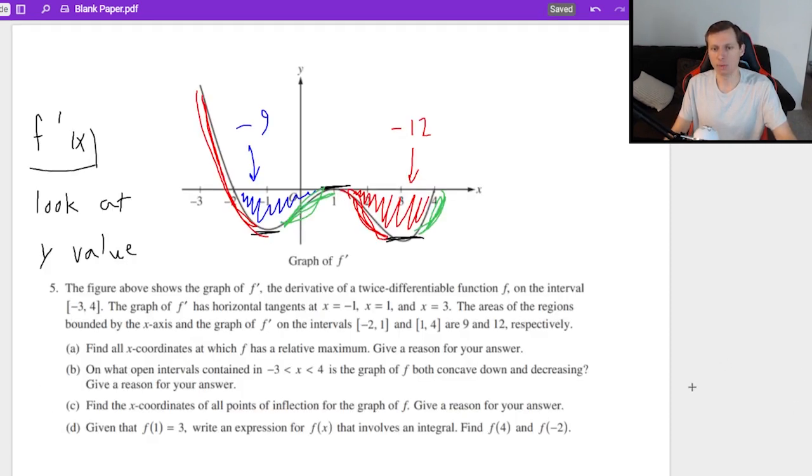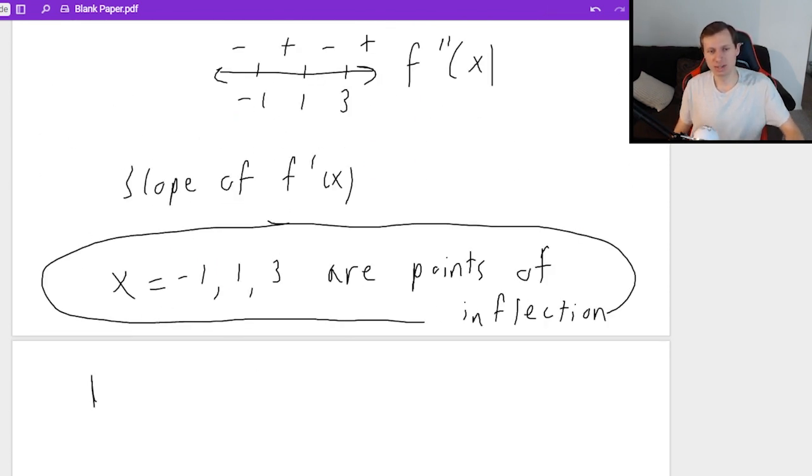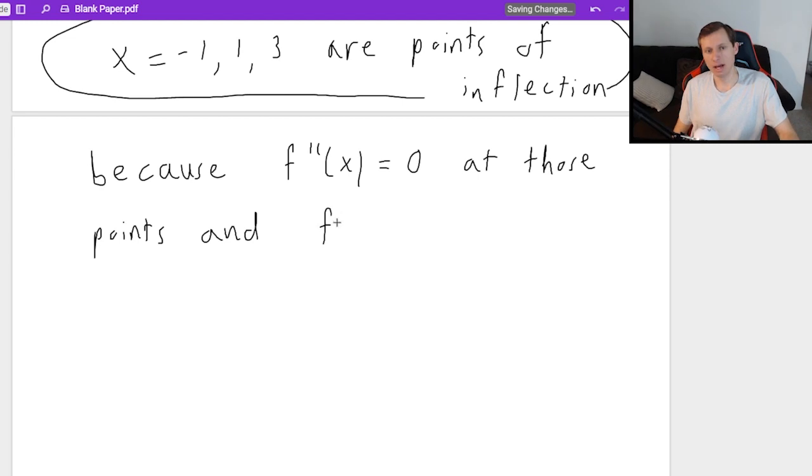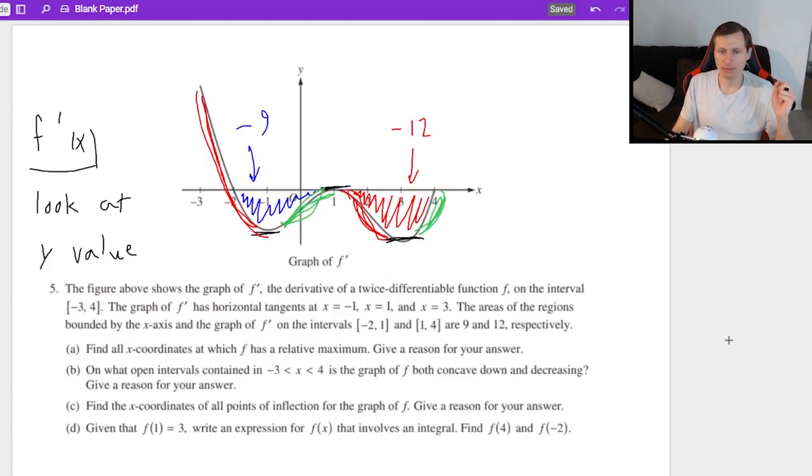Oh, we need to give a reason for our answer. I apologize. So those are the points of inflection because f double prime of x equals 0 at those points, and f double prime of x switches sign at those points, because that's what we're looking for whenever we look for points of inflection.